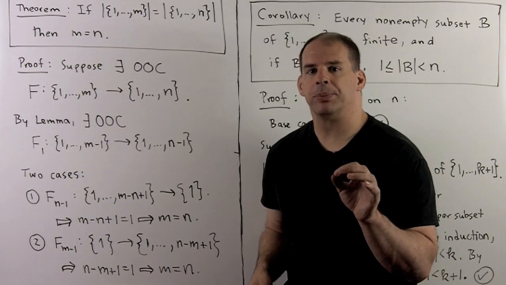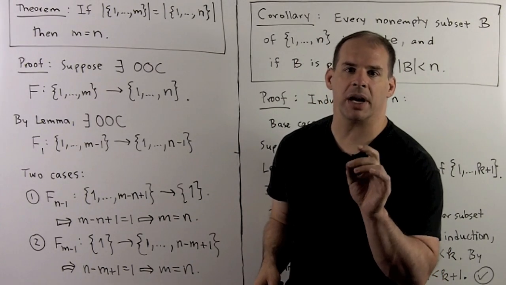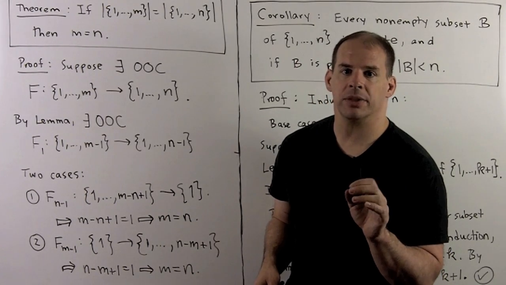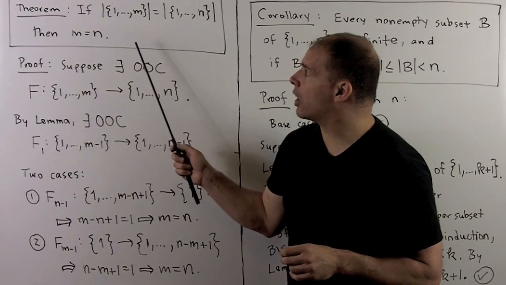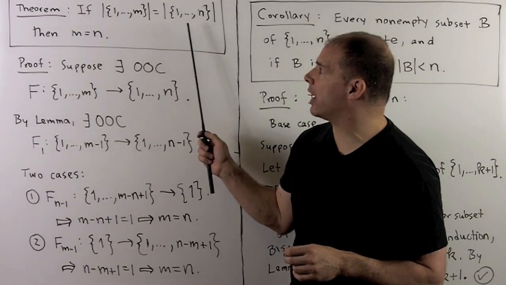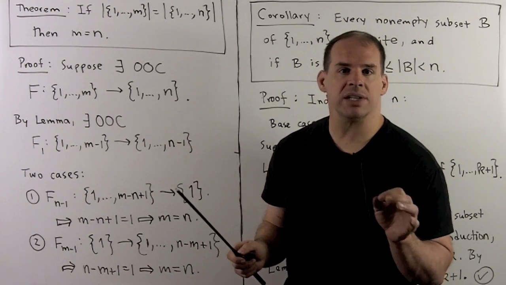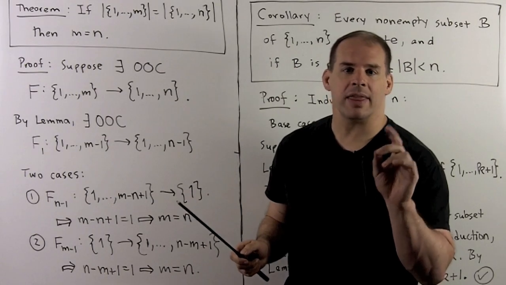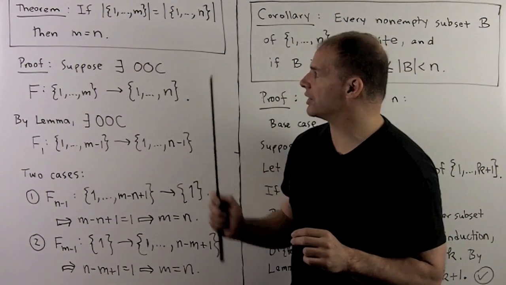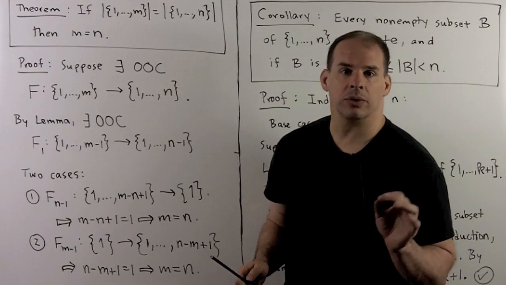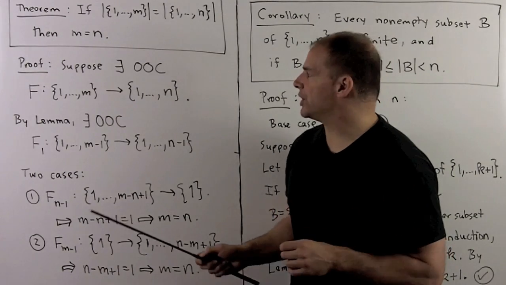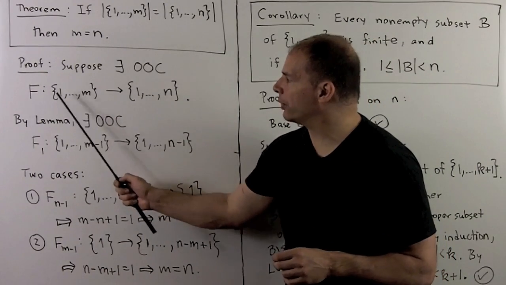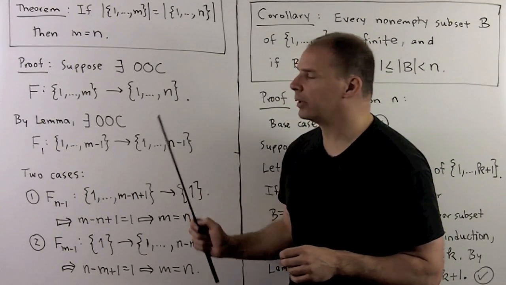Let's apply our lemma to show that the number of elements in a finite set is well defined. So, theorem: if the cardinality of {1 through m} is equal to the cardinality of {1 through n}, then we must have m equal to n, and that's the number of elements in each of these sets. For the proof, we assume there exists a one-to-one correspondence f carrying {1 through m} to {1 through n}.